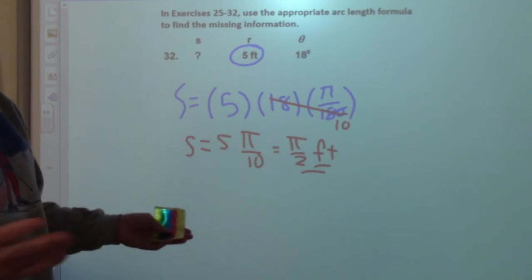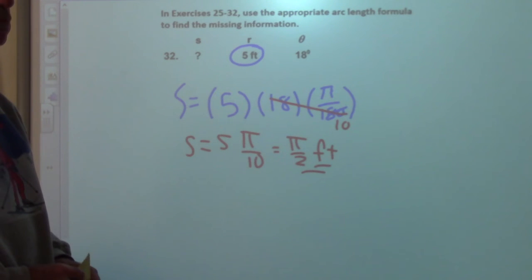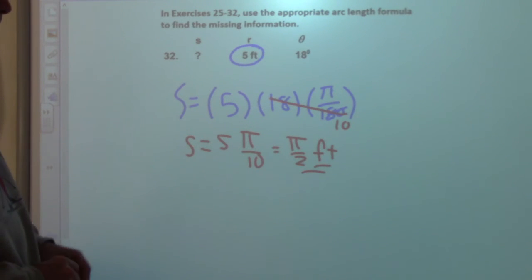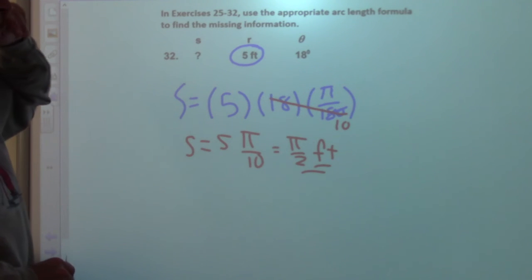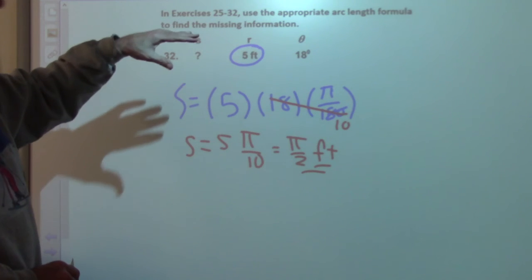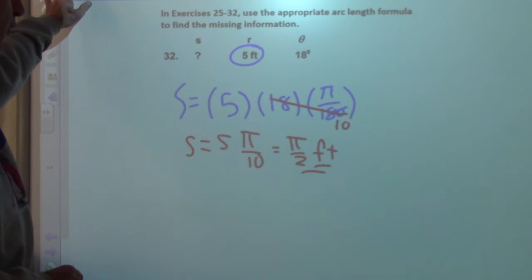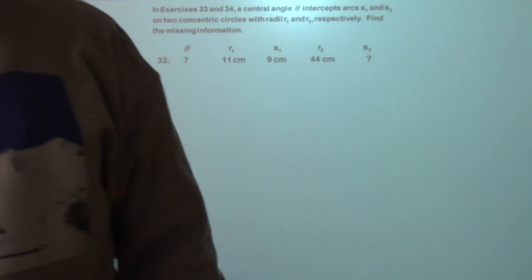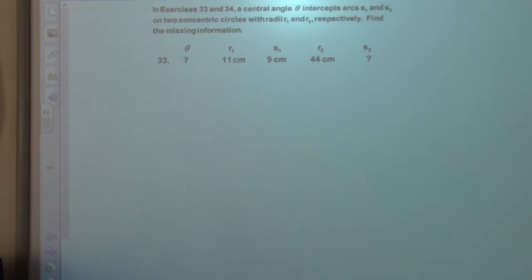Questions on that one? No, I'm just copying it. Okay. So the last four are slightly different types of problems. So I want to go ahead and go over those. I want to show you like number 33. May I show that to you?